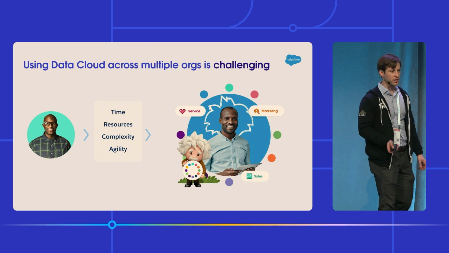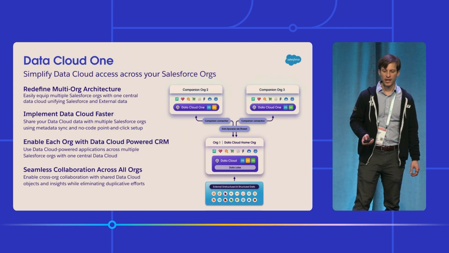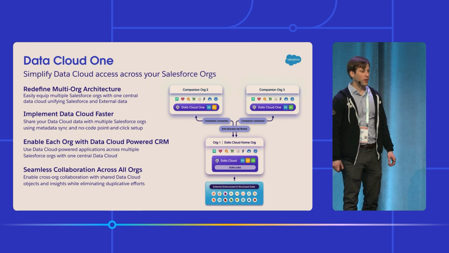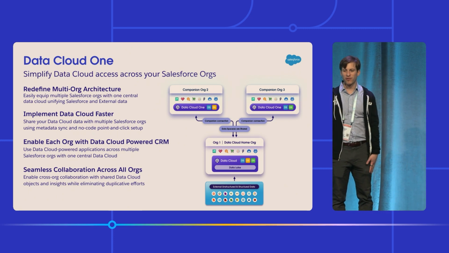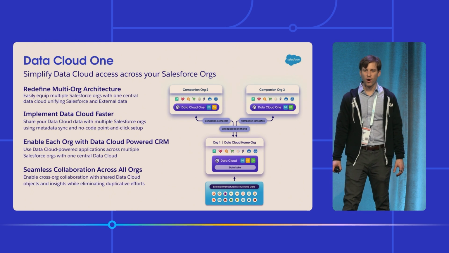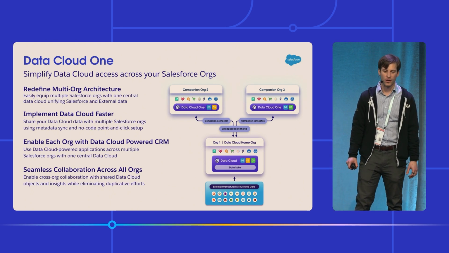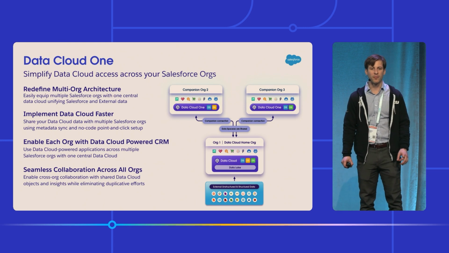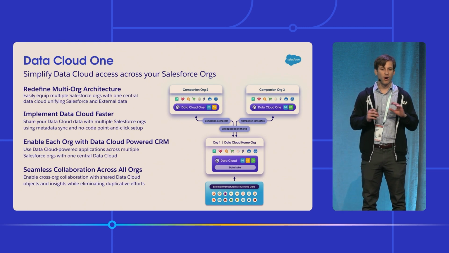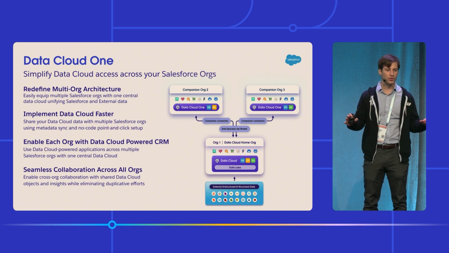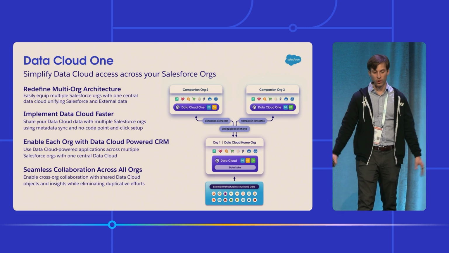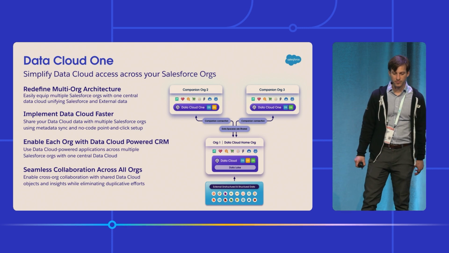This is why we're so excited that we've launched Data Cloud One. This has been a great partnership within the Data Cloud and platform teams. So Data Cloud One is really our solution to this multi-org architecture problem. It makes it really simple to have all the rich insights and data that you've brought into Data Cloud and share it across your whole multi-org, all your multiple orgs in your space.